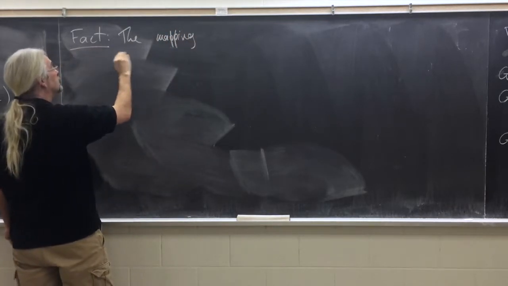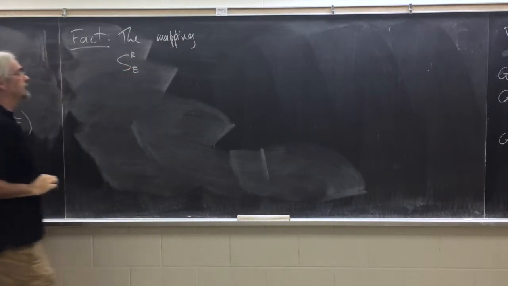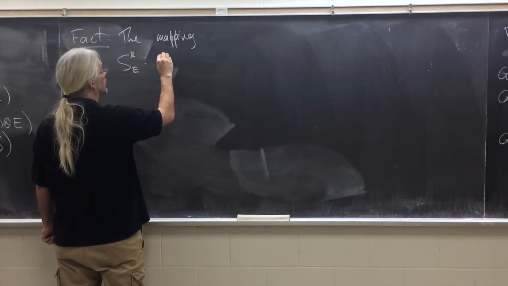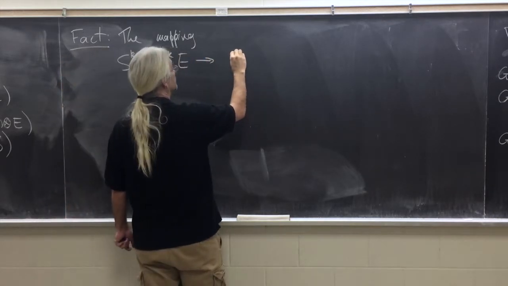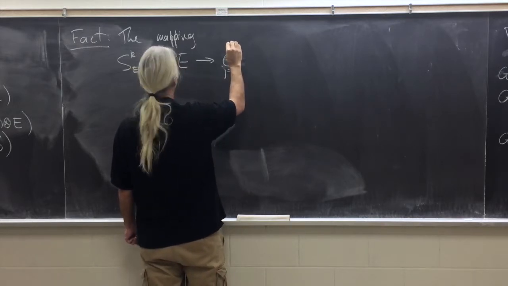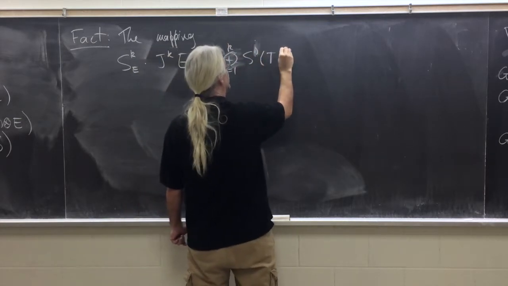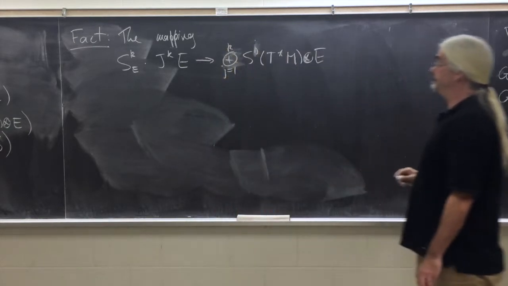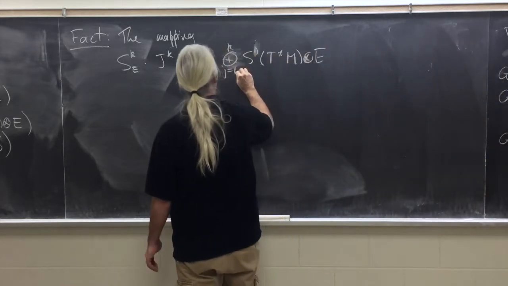So I have a mapping, which I'll write as S_k(E). So this is going to be a mapping from J^k(E) into this direct sum, the sum from j=0 to k of S^j(M) tensor E. And that goes to 0.